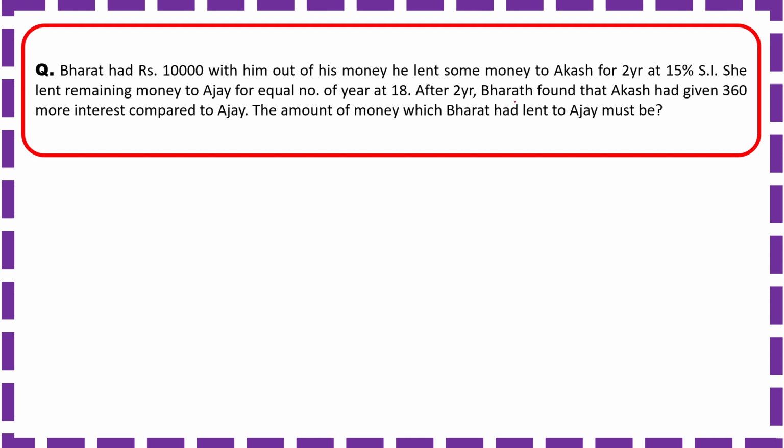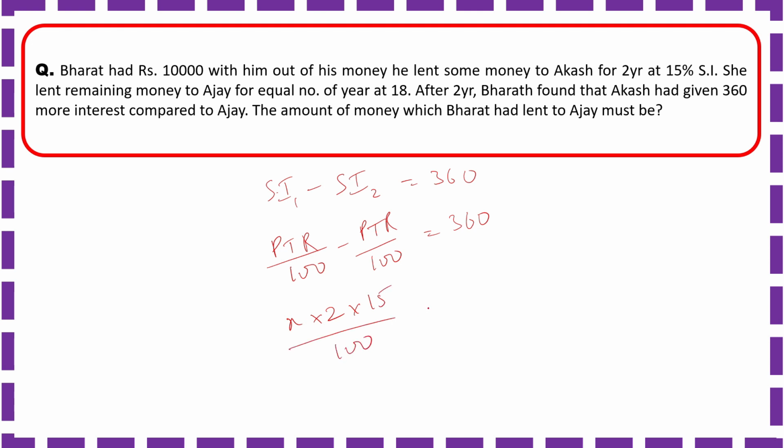See here, Bharat found that Akash had given 360 rupees more interest than Ajay. So the difference between the interest given by Akash and Ajay is 360 rupees. So the difference between simple interest of the two is 360. Now calculate. So what is the principal in first case? We don't know, so let us give it as x into time is 2 years and rate of interest is 15 by 100 minus the principal of second case is 10,000 minus x.